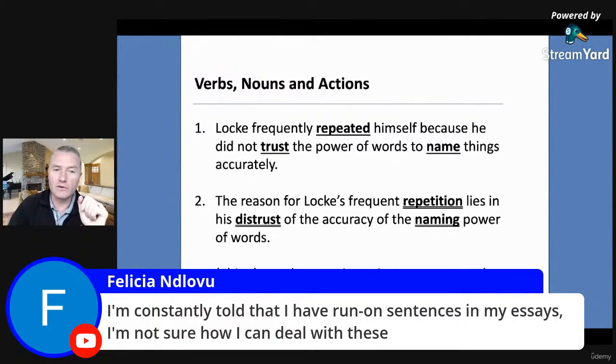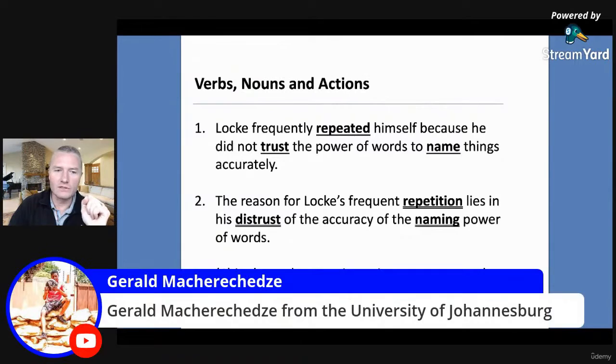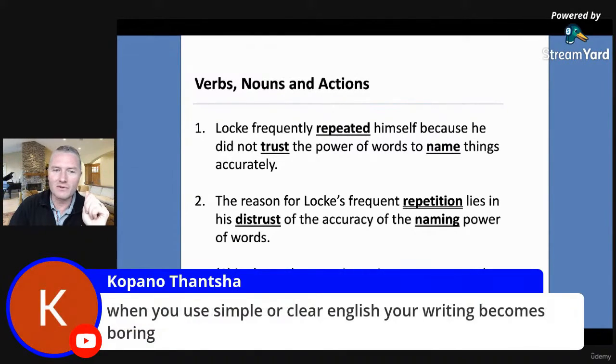And just, you look at the next few thoughts and topics that I'll go through, and Felicia will help you as well. Great to have Gerald from University of Johannesburg. Welcome, Gerald. Good to have you with us here as well. Kapana, when you use simple or clear English, your writing becomes boring. Kapana. So that's exactly what I was saying just now.